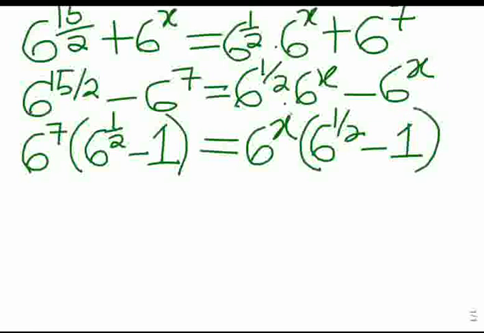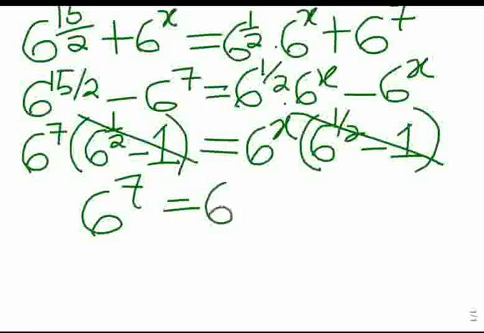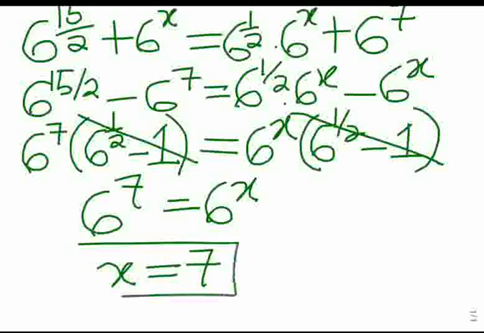So what do you notice? This cancels out on either side, leaving behind 6 raised to power x equals 6 raised to power 7, and so the value for our x is going to be equal to 7, as this cancels out.